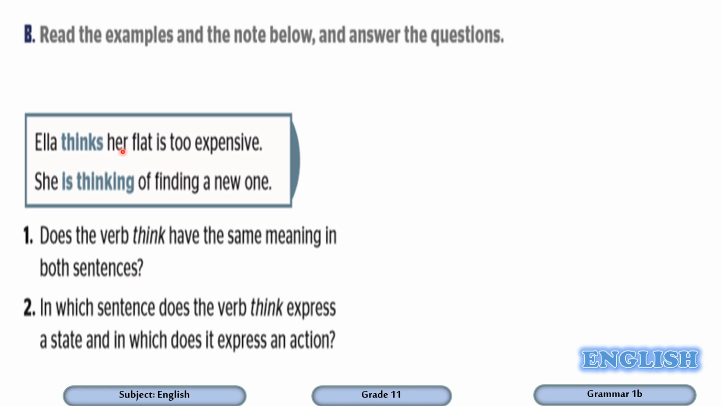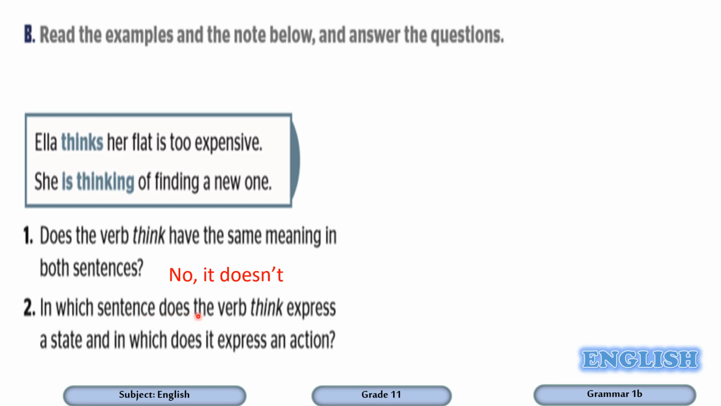Let's check again. She thinks that the flat is too expensive. This is her opinion, in her view. So the verb to think here refers to opinion. She's thinking of finding a new one. She's thinking of doing something. This is about something going through her mind and it's not an opinion. So the answer is no, it doesn't have the same meaning. Very good. Now, question number 2.